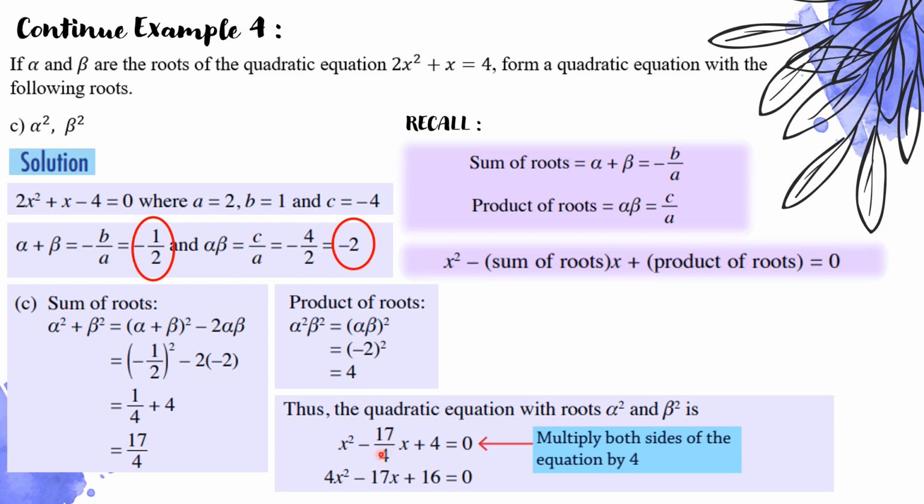Since I don't want to write it in fraction with 4, how do we remove the 4? You need to multiply all of this with 4. So it becomes 4x squared minus 17x plus 4 multiplied with 4, which is 16, equal to 0.